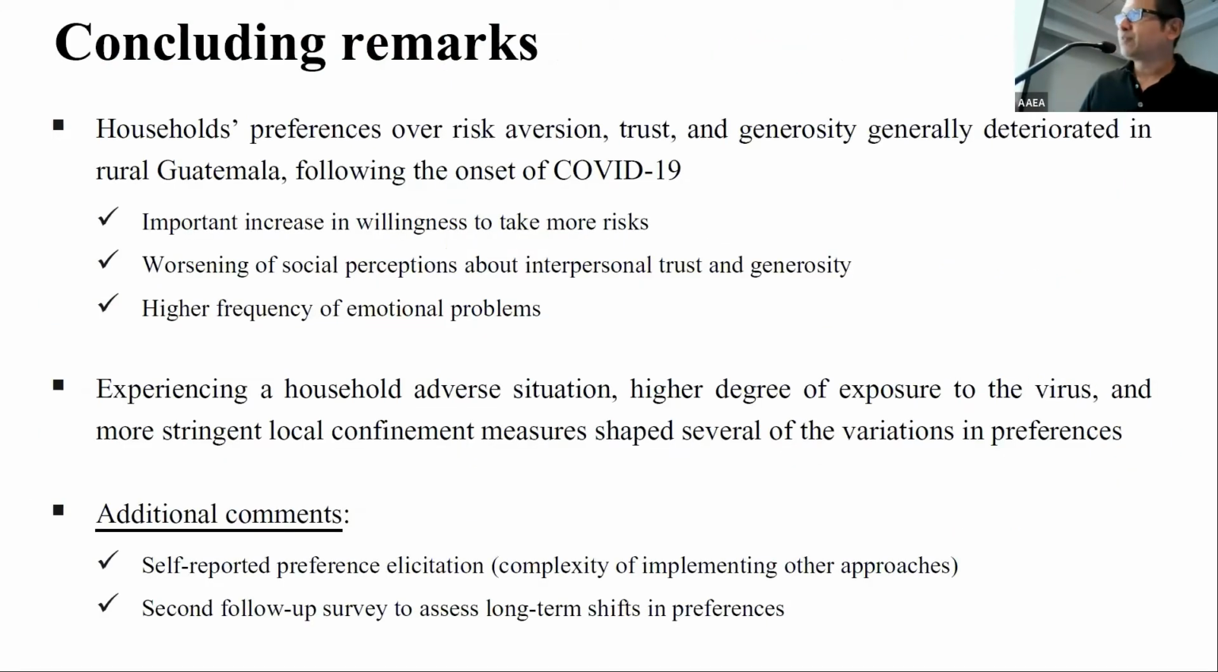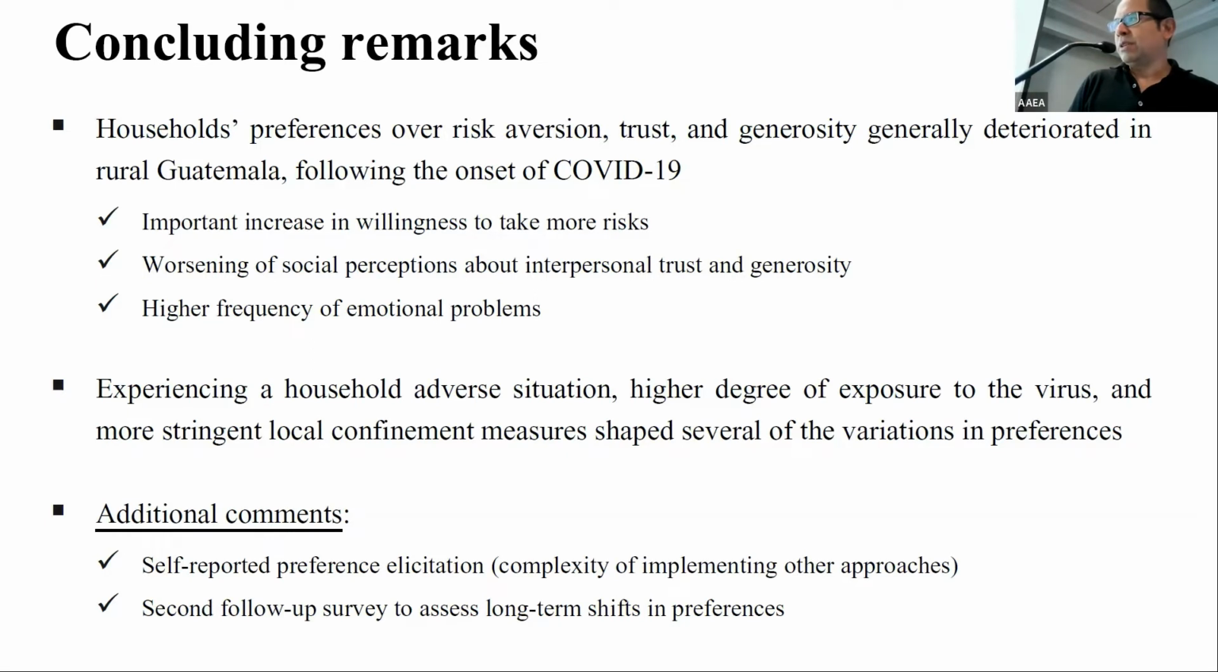So to conclude, this study shows that household preferences over risk aversion, trust, and generosity generally deteriorated in rural Guatemala following the onset of the pandemic. There is an important increase in the willingness to take more risks, a worsening of social perceptions about interpersonal trust and generosity, and also a higher frequency of emotional problems. When we assessed whether these changes can be correlated with certain factors, we find that experiencing an adverse situation at the household level, a higher degree of exposure to the virus, and more stringent local confinement measures shape several of the variations in preferences.